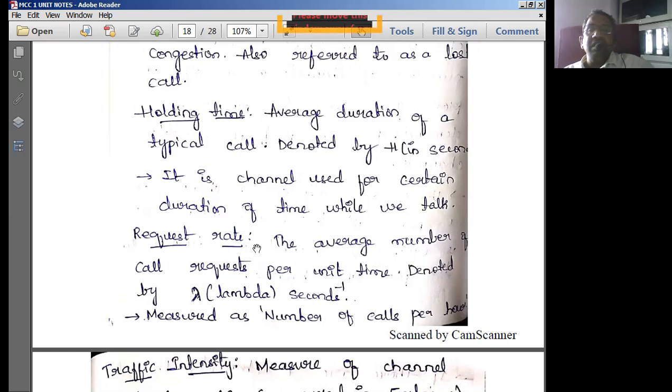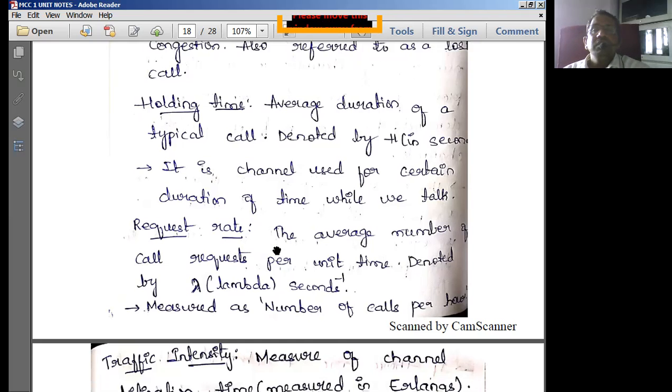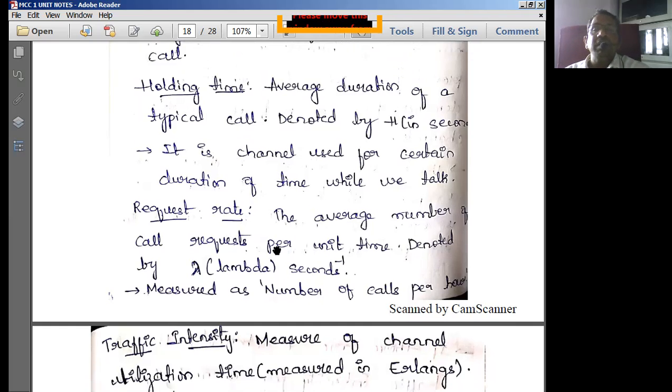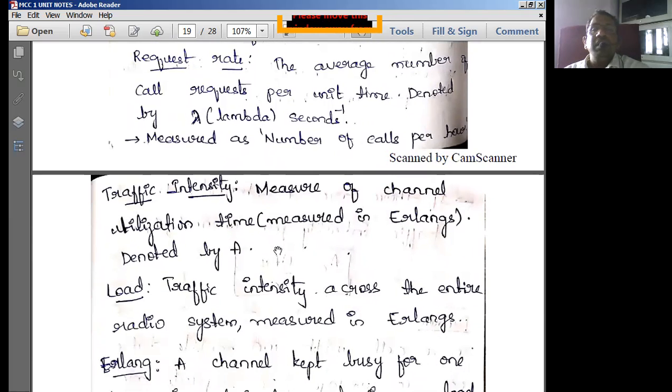So it is a channel used for a certain duration of time while we talk. That is what we normally call the holding time. The next one is the request rate. What is the request rate? The average number of call requests per unit time.